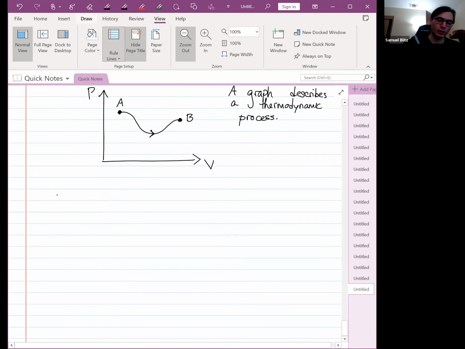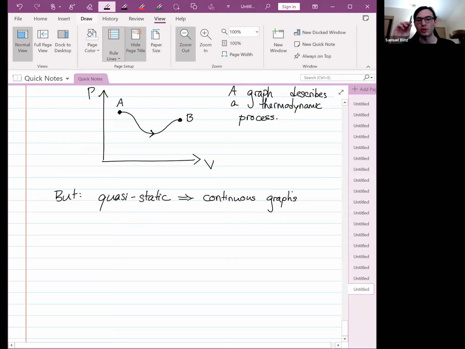Now, here's a quick note: quasi-static processes must be describable by, or must be depictable by, continuous graphs. And the reason for that is because a quasi-static process is one where each increment in time you go to the next nearby equilibrium point.